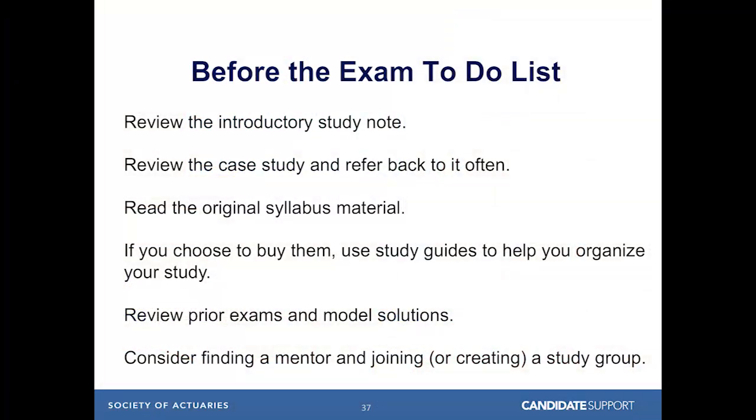Review that case study. If there's a case study, there will be questions on it. That's for sure. We don't have a set proportion of the number of points that must be case study questions, but it will be enough points that if you don't do well on them, it could make a huge difference in your success. I mentioned before, read the original syllabus material.